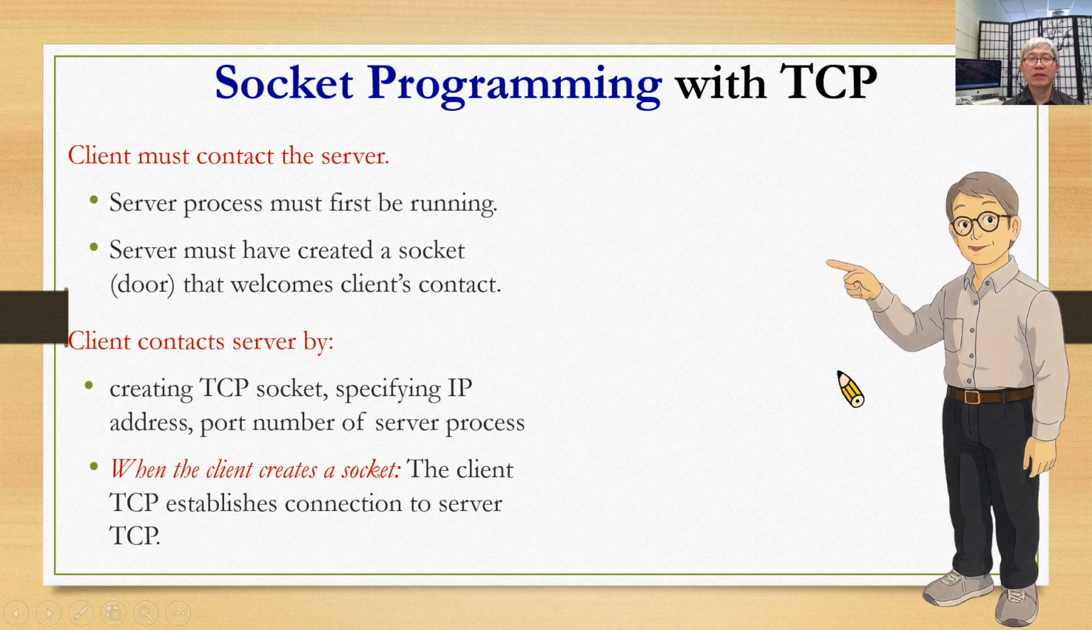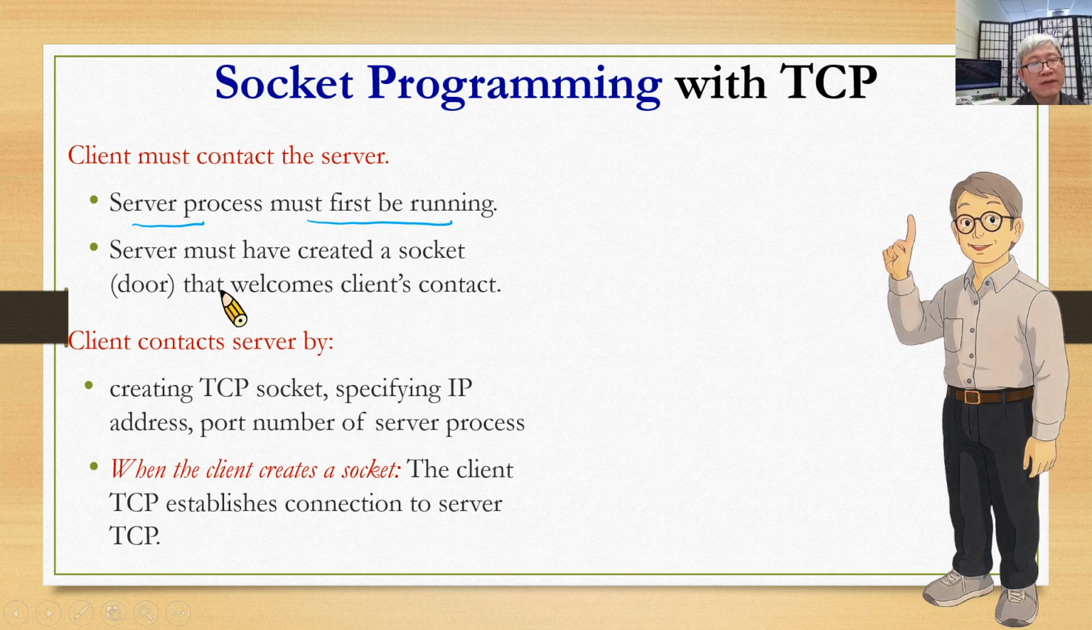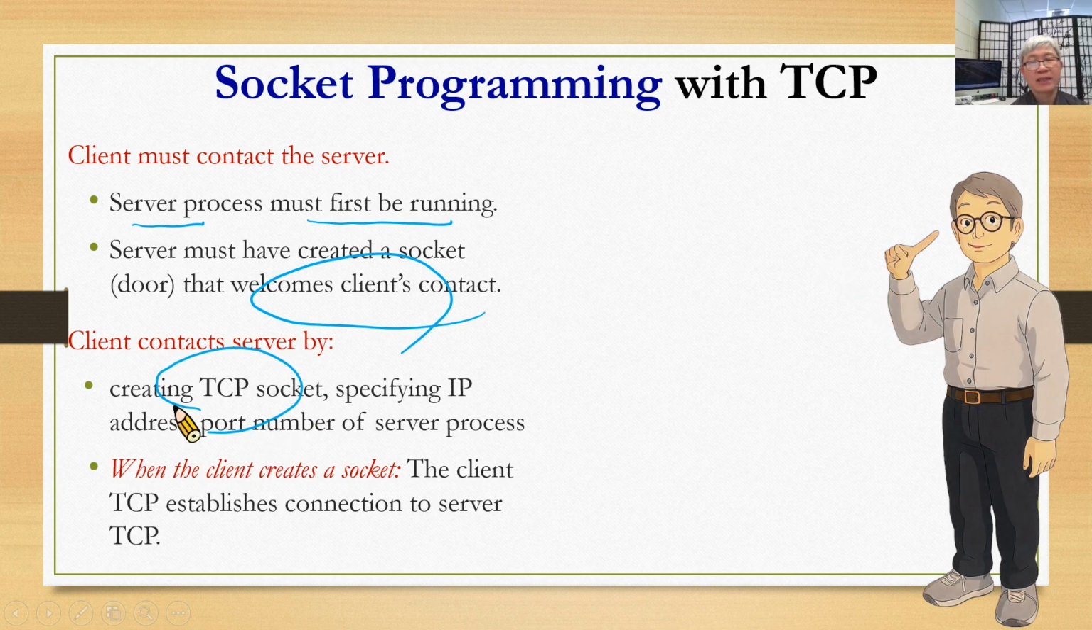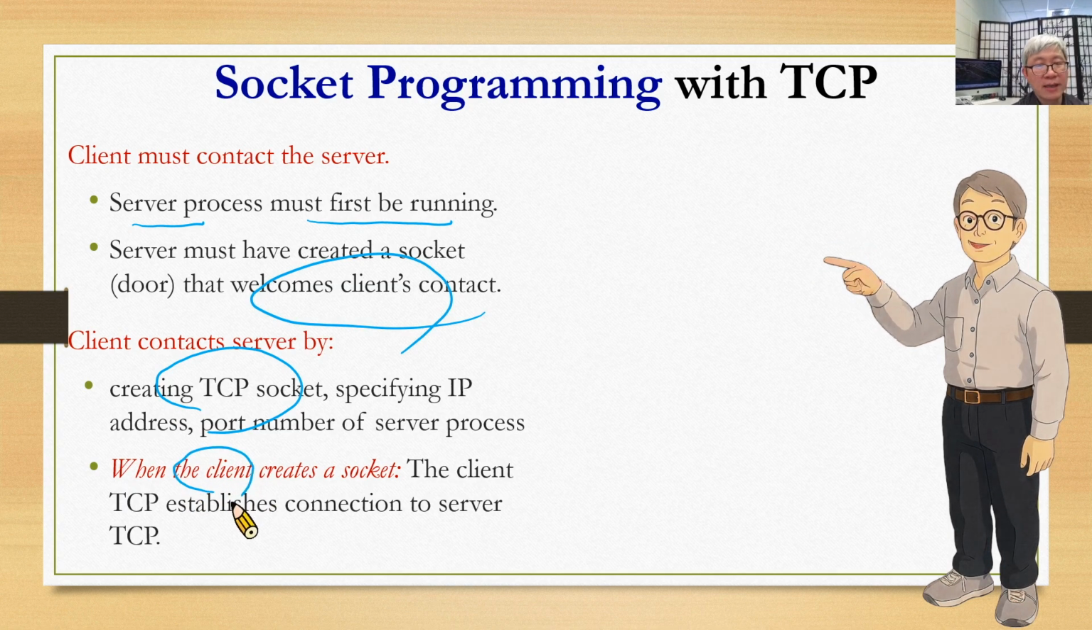And circuit programming with TCP. TCP actually needs to have a connection, and the server needs to run first, so that the server can welcome the client to connect, and the client then can connect to the server. So it should create a TCP circuit. Of course, both server and client need to create circuits. For the client side, create a circuit and then need to establish a connection to the server circuit for sure.